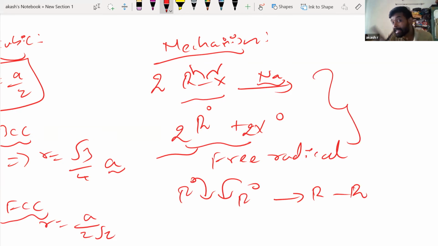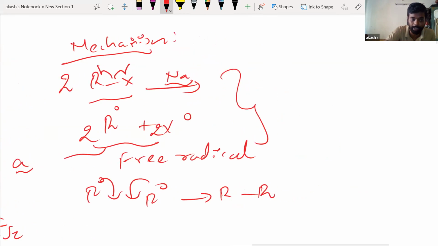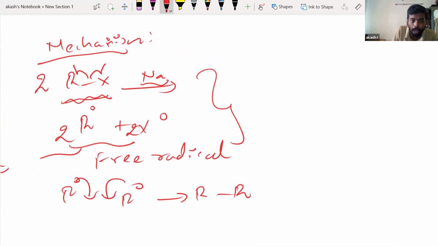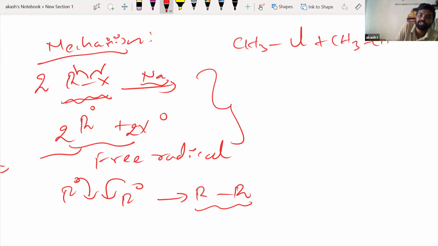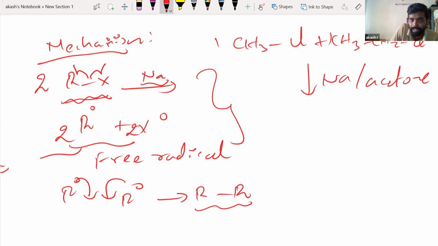But I can have a variation of Wood's reaction. See, if I use the same alkyl group, obviously I will get only even number of carbon atoms. Okay, but look at it like this. If I have CH3Cl and if I have CH3CH2Cl, instead of using 2 moles of same compound, if I use 1 mole of 2 different alkyl halides and I put sodium in the presence of acetone, this would have been the free radical formed, this would have been the free radical formed. So you would have ended up with propane.